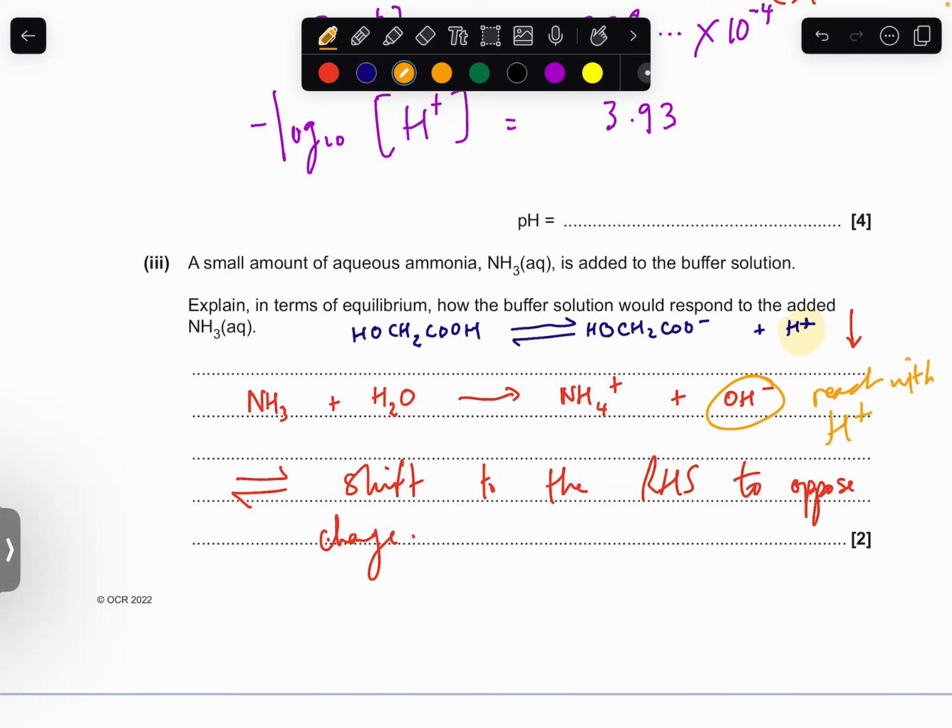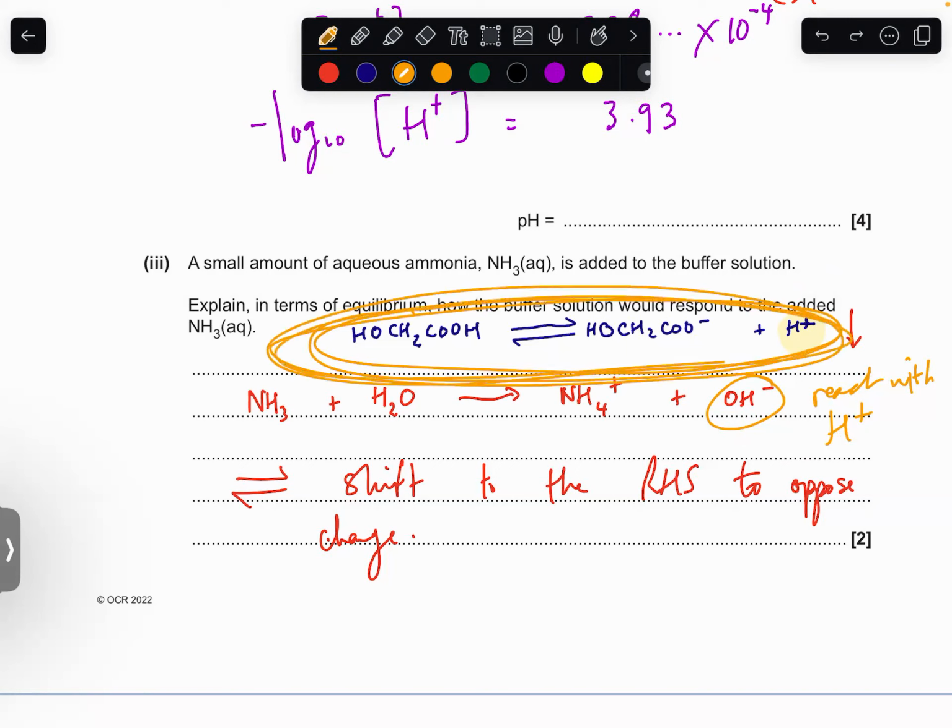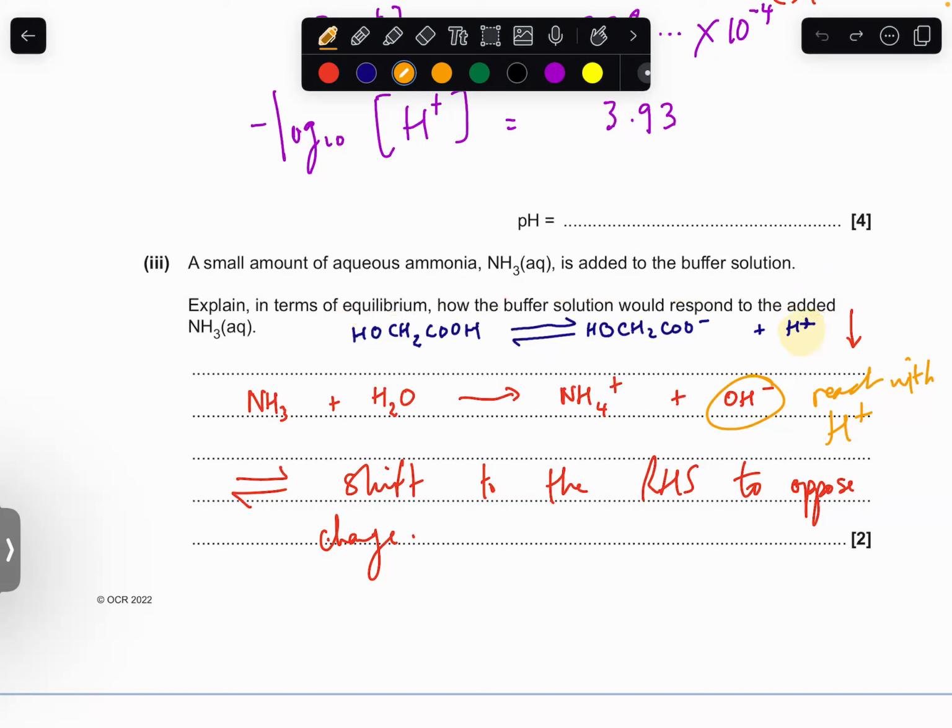Let's have a look at the mark scheme. One mark is for ammonia or OH minus ions reacting with H plus. So you get a mark for this. The second point is that we need to give the equilibrium. We need to write this down. That's worth half a mark of the second point, and the other half is the equilibrium shifts to the right.